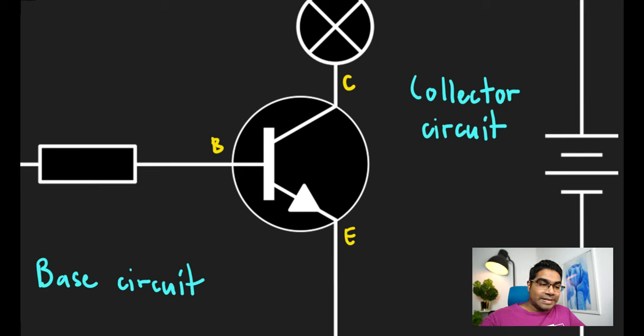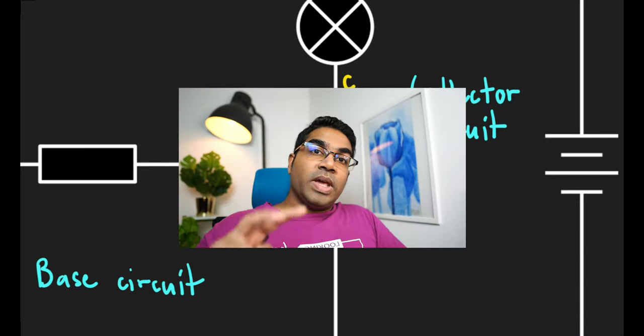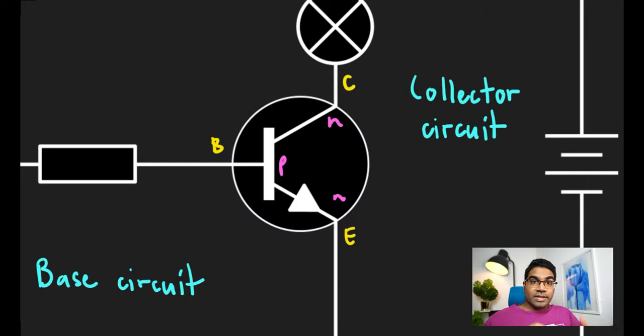This transistor is an NPN transistor. It is made up of one P-type semiconductor that is between two N-type semiconductors. And therefore, we have two PN junctions here. Let's check the connection to the terminals of the power source.